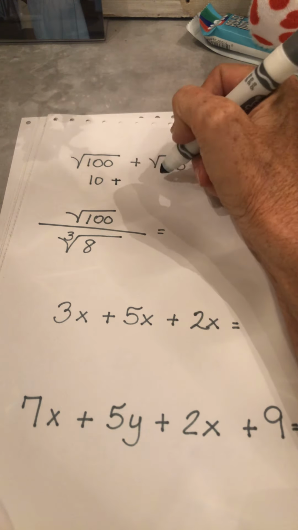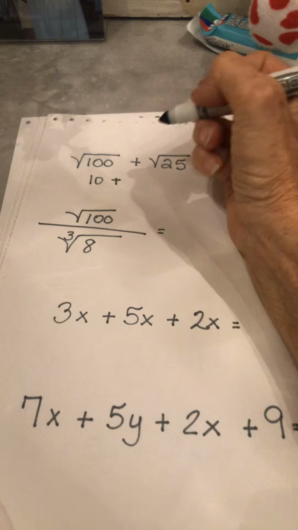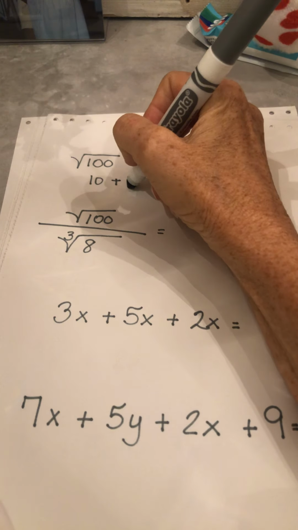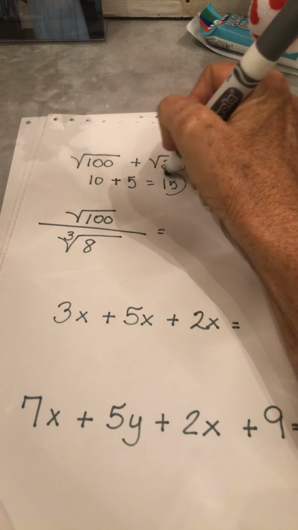plus the square root of 25. What times what gives you 25 where the numbers are exactly the same? Well, 5 times 5 is 25. So that's 5. So right now, 10 plus 5 is 15. And that would be your answer.